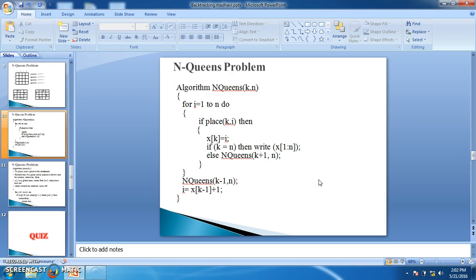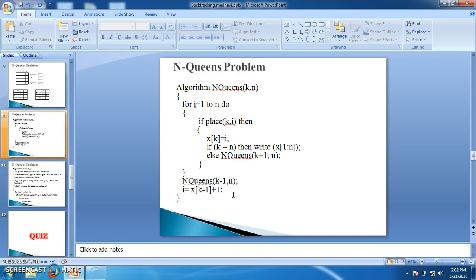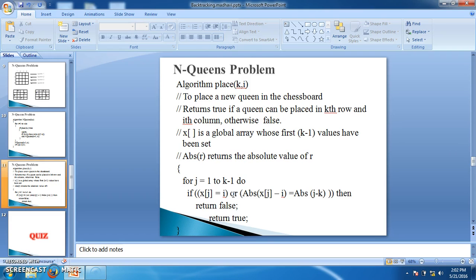Another important thing is that when we design an algorithm using the backtracking method, the algorithms are always recursive. You can observe here NQueens(k minus 1, n). So the n-queens algorithm is a recursive function. And here we are going for two different algorithms. One is NQueens. The other algorithm is required to place the queens so that they satisfy those three constraints, that is, not in the same row, not in the same column, and not in the same diagonal.